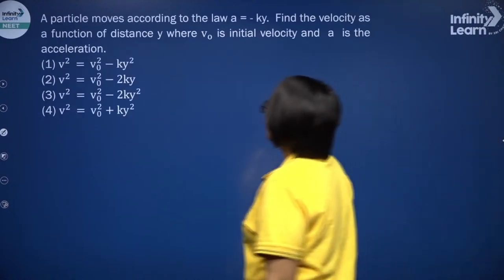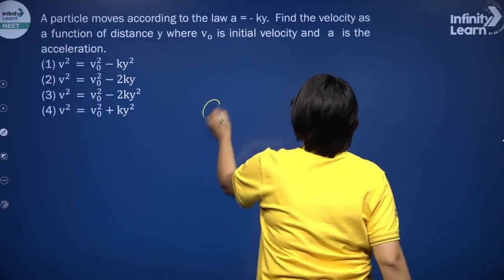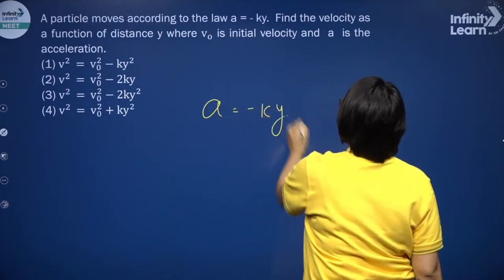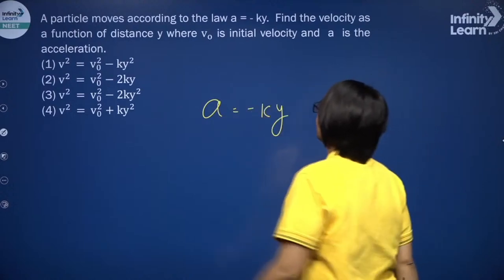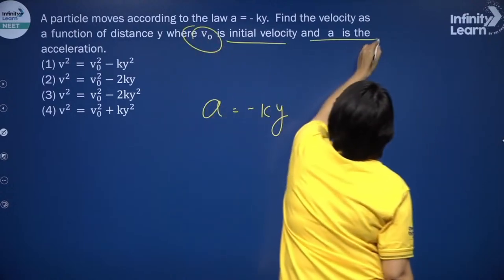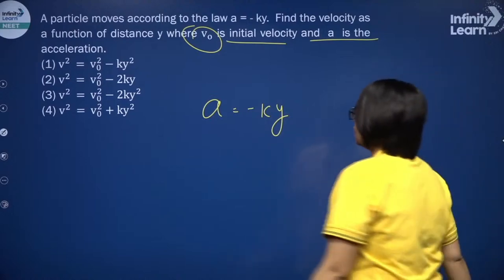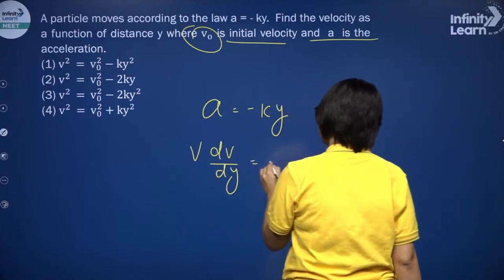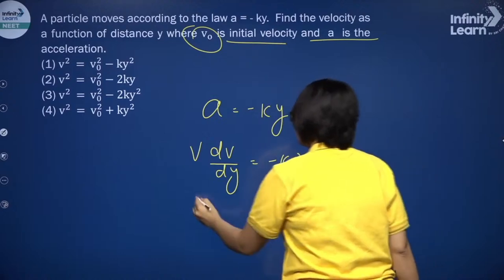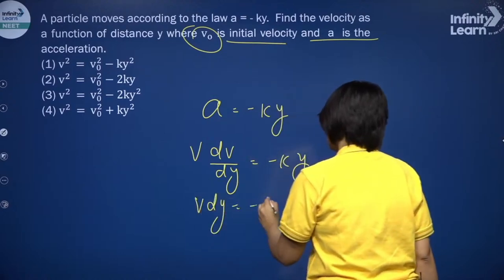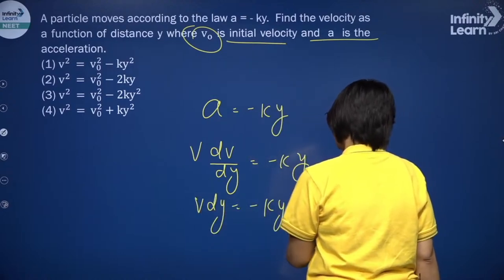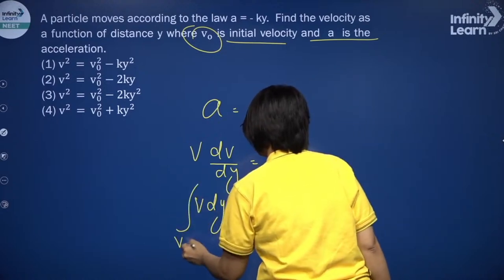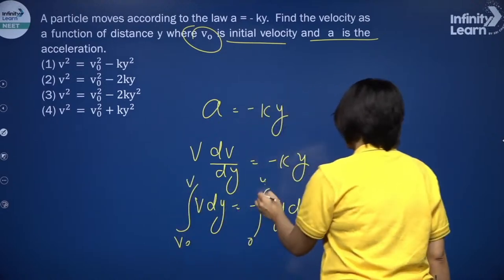Next is this one. A particle moves according to the law a equals minus ky. Find the velocity as a function of distance y, where v naught is the initial velocity and a is the acceleration. So a is v dv by dy, and it is equal to minus ky. So v dv will be minus ky dy. Integrate these two expressions from v naught to v and from 0 to y.